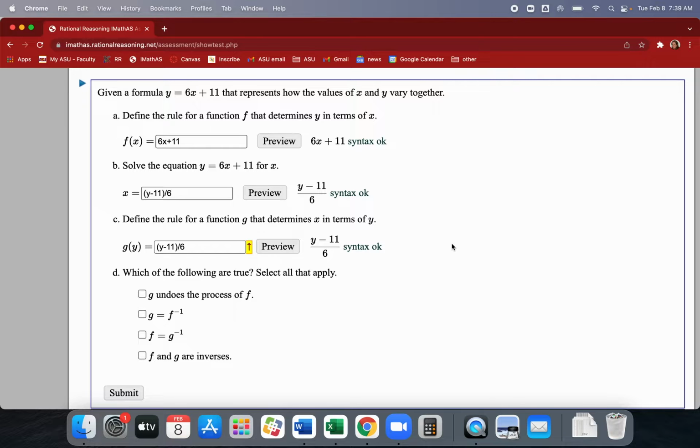So function f takes the value of x and turns it into y. Function g takes the value of y and turns it into x. There's only one rule in this, it's just written a couple of ways, that tells us how x and y are related. Up at the top, in the original instructions, we have y equals 6x plus 11, but we know that's equivalent to just a different algebra rearrangement of x equals y minus 11 over 6, the answer to part B.